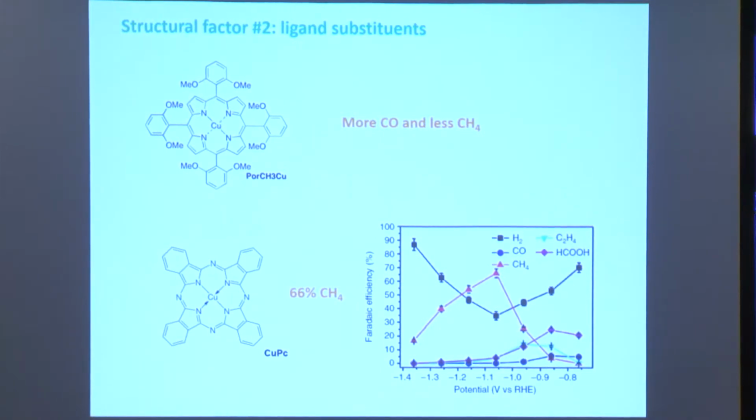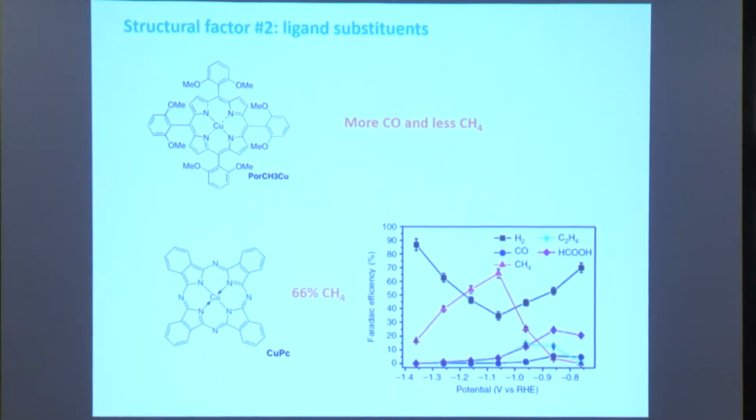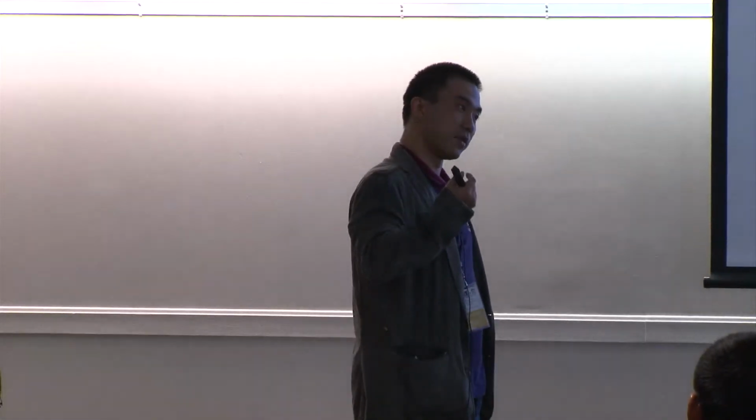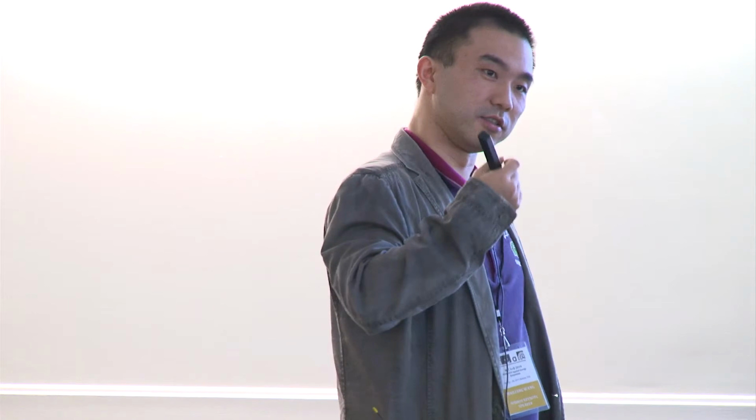Then it wasn't really clear, because if you're familiar with carbon dioxide reduction on metal complexes, almost all the metal complexes reduce the CO2 either to formic acid or to carbon monoxide. It's very rare for a molecular catalyst to reduce carbon dioxide to a deeply reduced product like methane.